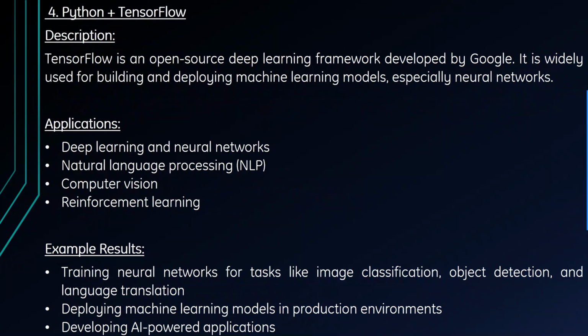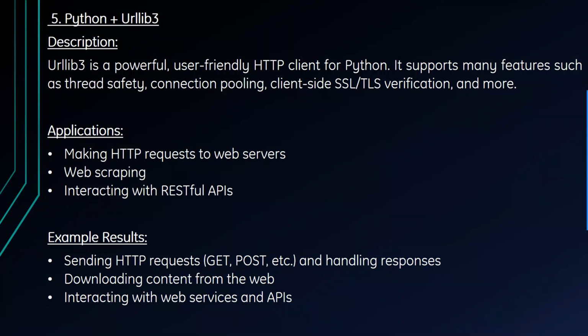Moving on, we have urllib3. urllib3 is a powerful, user-friendly HTTP client for Python. It supports many features such as thread safety, connection pooling, client-side SSL or TLS verification, and more. We have applications which are making HTTP requests to servers, web scraping, and interacting with RESTful APIs. Examples are sending HTTP requests to get or post, etc., and handling the responses. We have downloading content from the web, and interacting with web services and APIs.